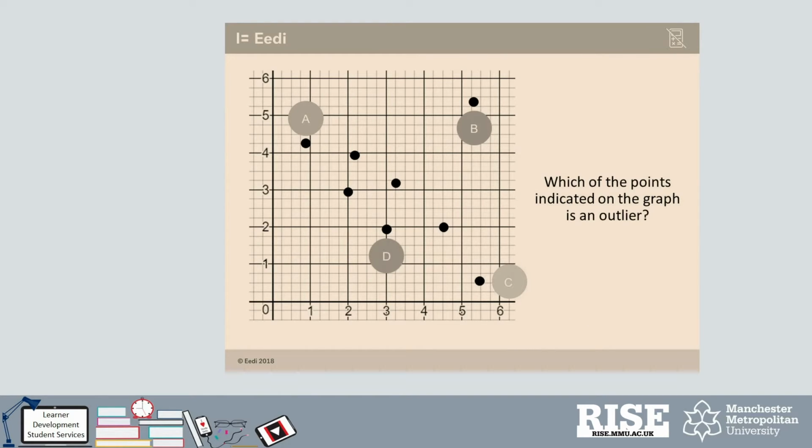Which of these points indicated on the graph would you say is an outlier? Well done. An outlier is just one that lies furthest away from the general trend of the points. I'd indicate this as point B because I can see the rest of them are in this general region here.